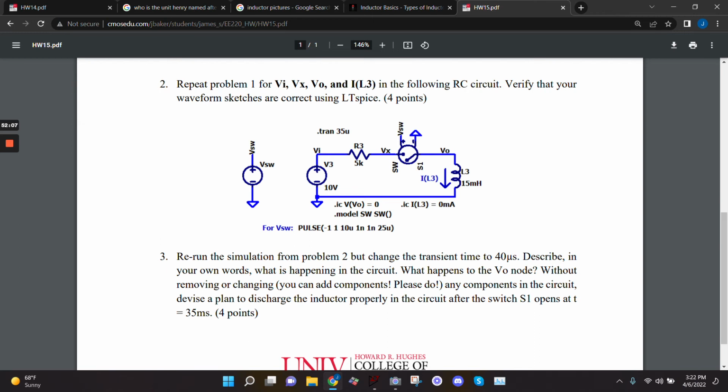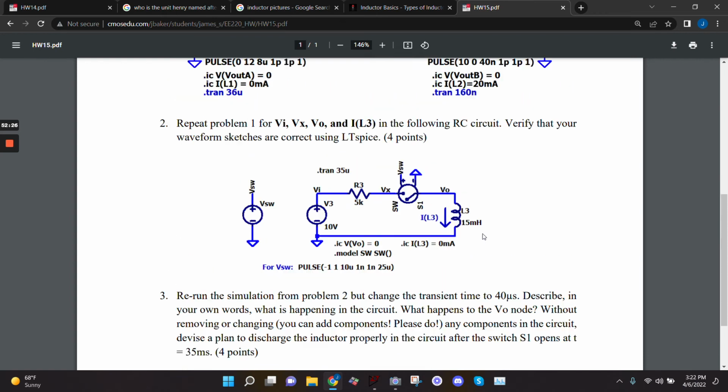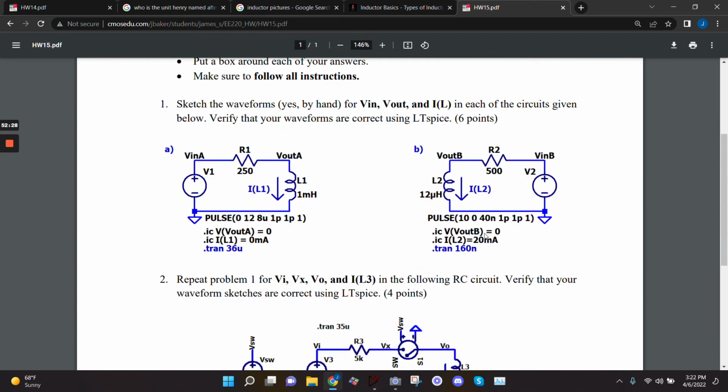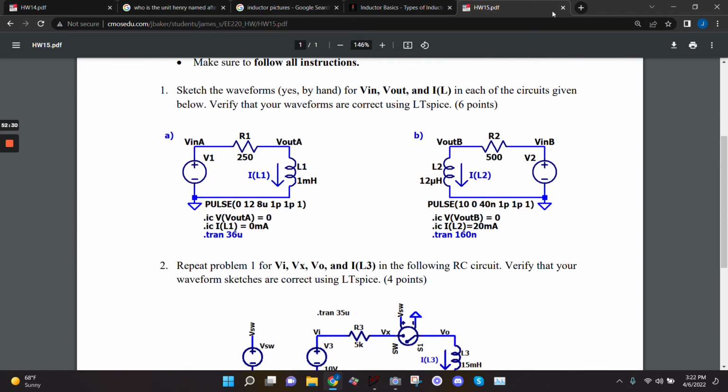Then I'm going to ask you to devise a plan to discharge the inductor, but that's not technically correct. I would say de-energize would be a better word. It's very similar to the capacitor one, where I gave you that one where the capacitor didn't discharge. This is very similar to that. But you're going to see something crazy happen in LTSpice, so talk about it. I think you're well equipped to do this homework.